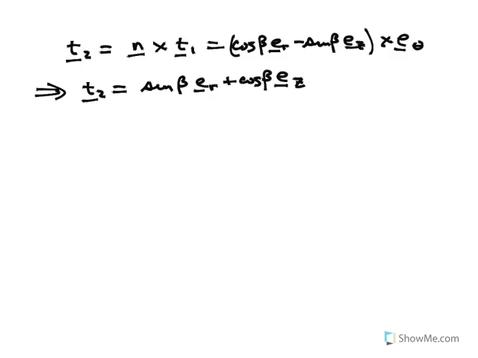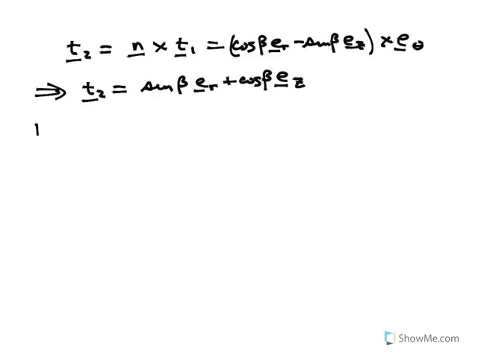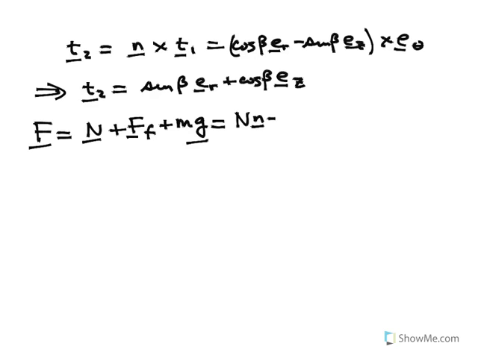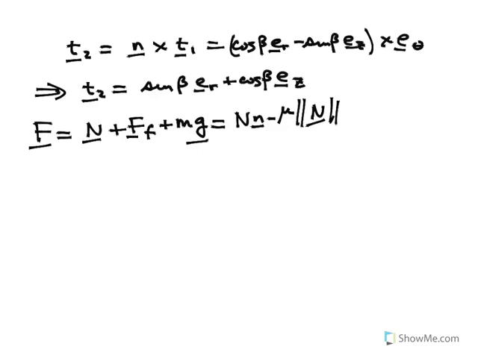So let's write the force. If we go back and look at the force, we have the force is equal to N plus F sub F and then plus mg, which is equal to N times n, and then we've got minus mu times the magnitude of the normal, and this was the model that we had written down over here, times the velocity of P in S divided by its magnitude, and then minus mg Ez, right?